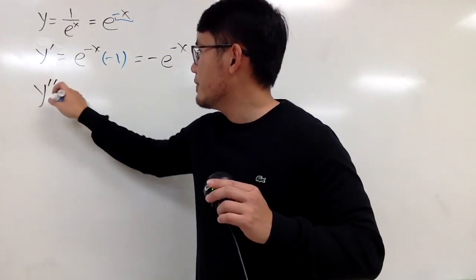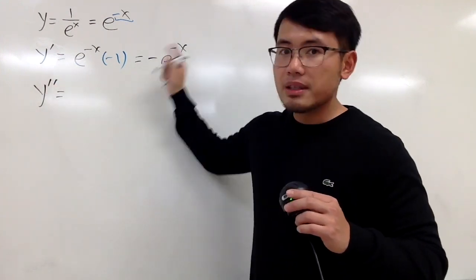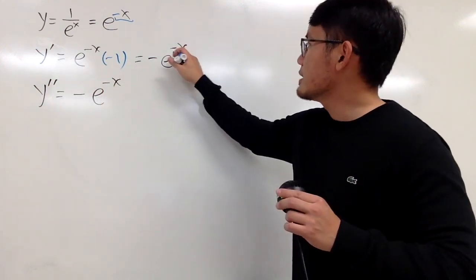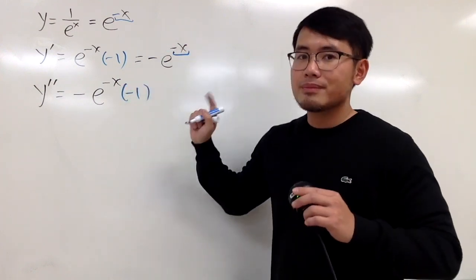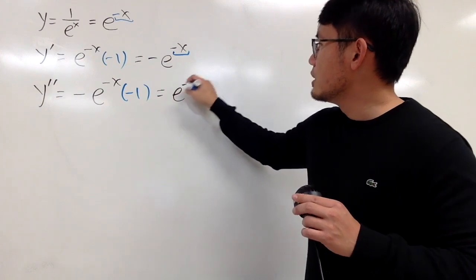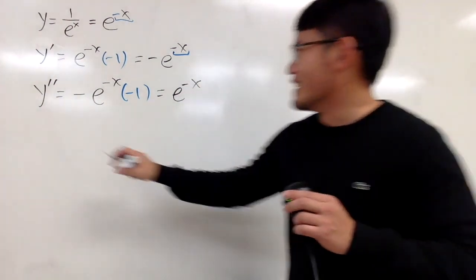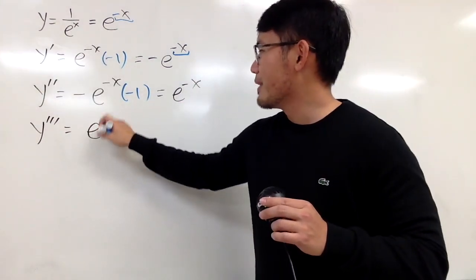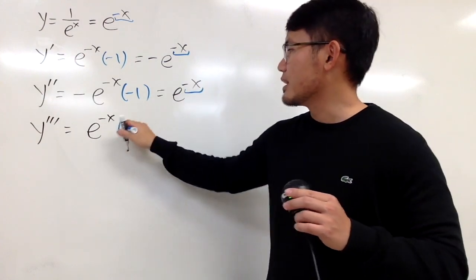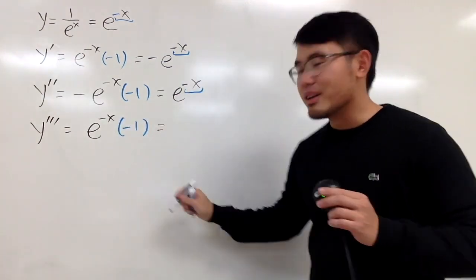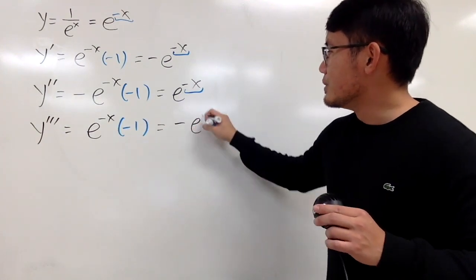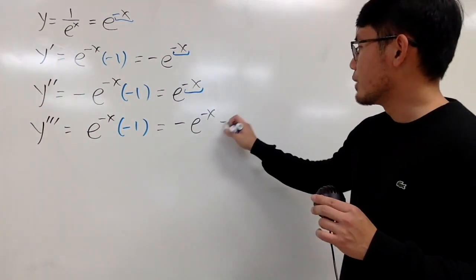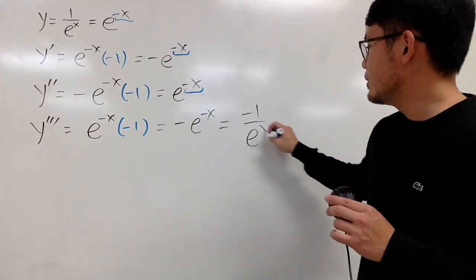So second derivative, look at this. First you repeat this, negative e to the negative x, and the derivative of the inside, which is another negative 1. And you get positive e to the negative x. And then you do it again. So you have y triple prime, and you get this right here. And the derivative of negative x is just negative 1. So in the end here, you have negative e to the negative x. And of course, we can write this down in the denominator. So we can write this as negative 1 over e to the positive x.